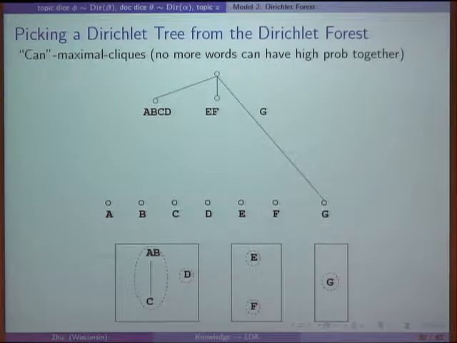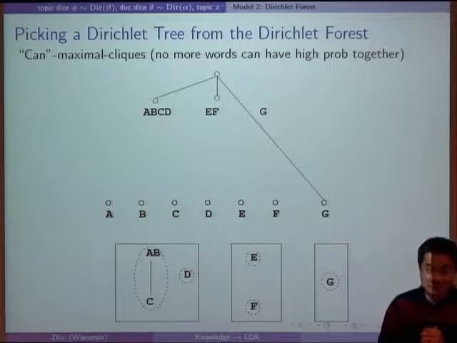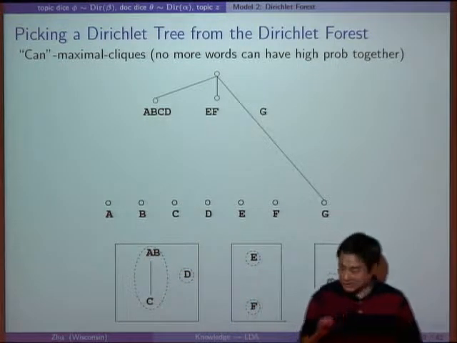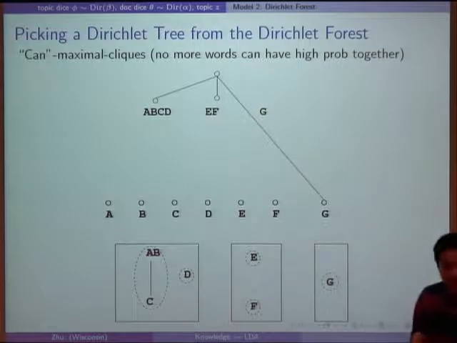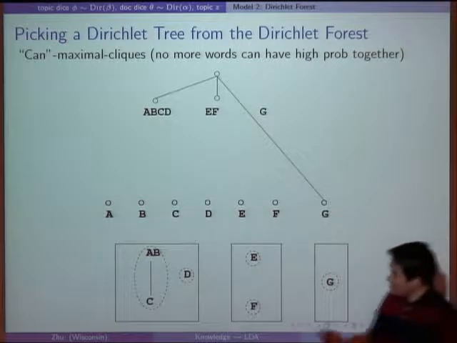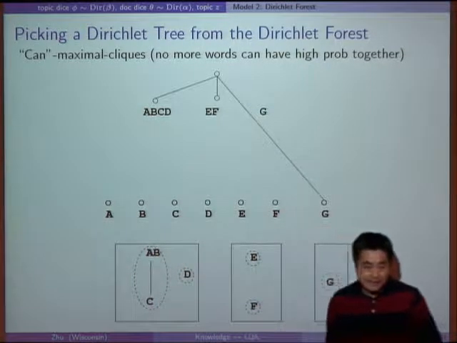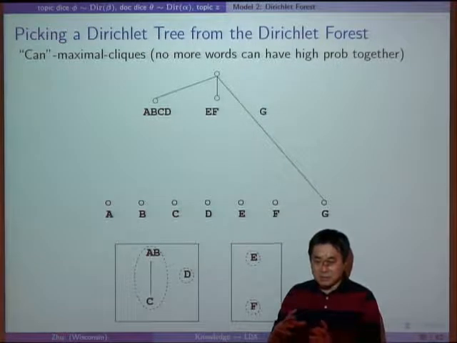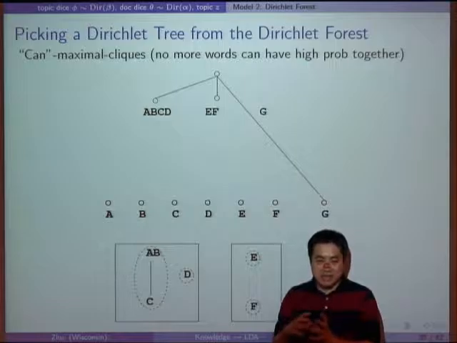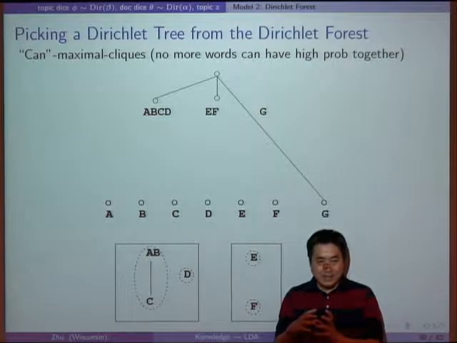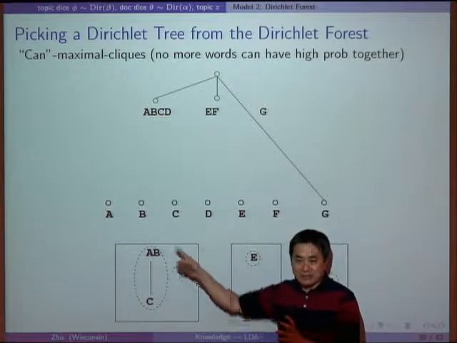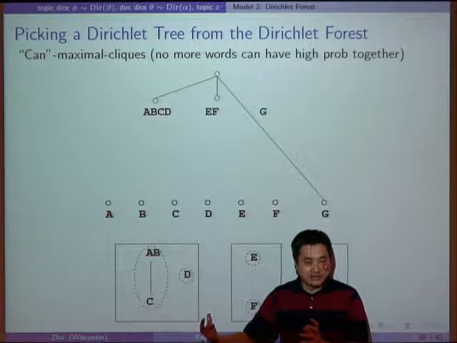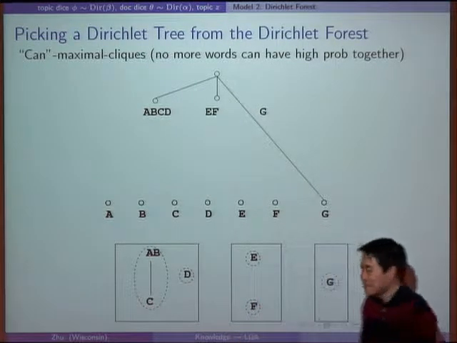You identify the maximum cliques of those within each component. So ABC is a big clique, and D is another clique there. The interpretation, again, is that each maximum clique, like ABC, represents the maximum collection of words that can co-occur with high probability. You cannot add any other things from the same connected component, otherwise you are going to violate one of the cannot-links. Okay?